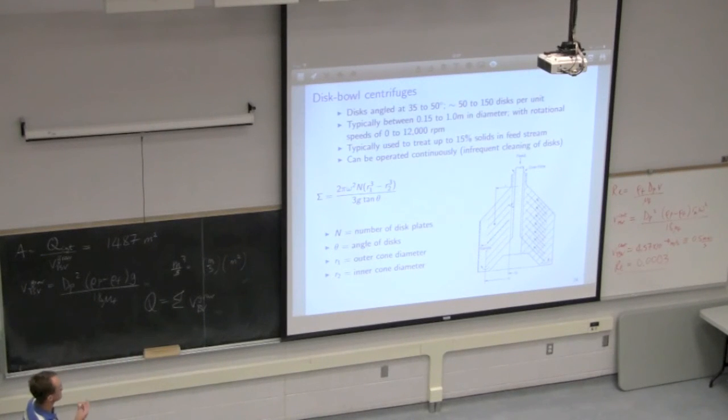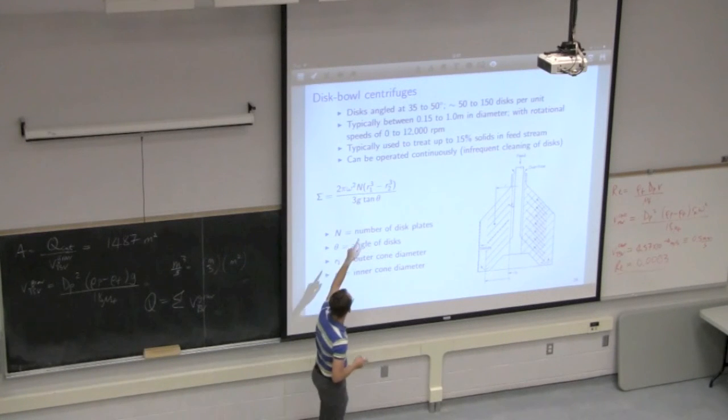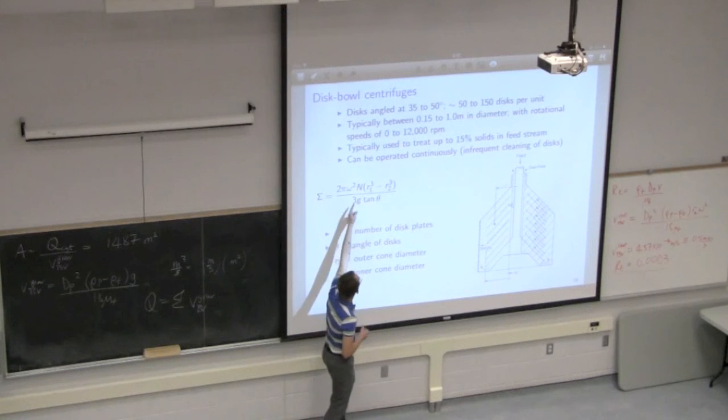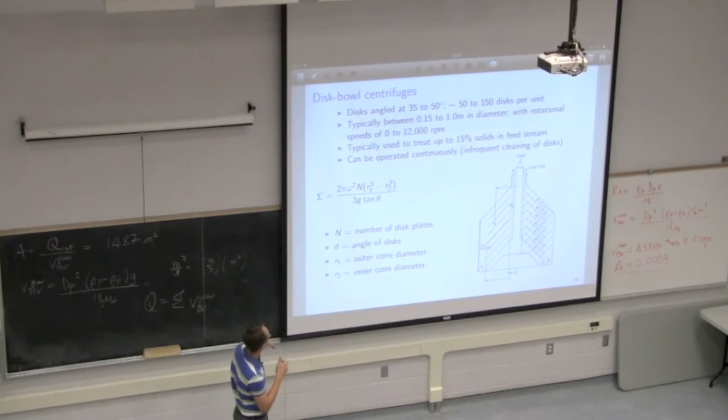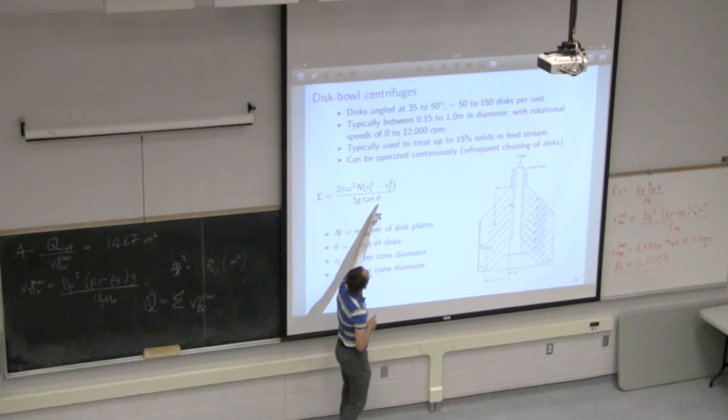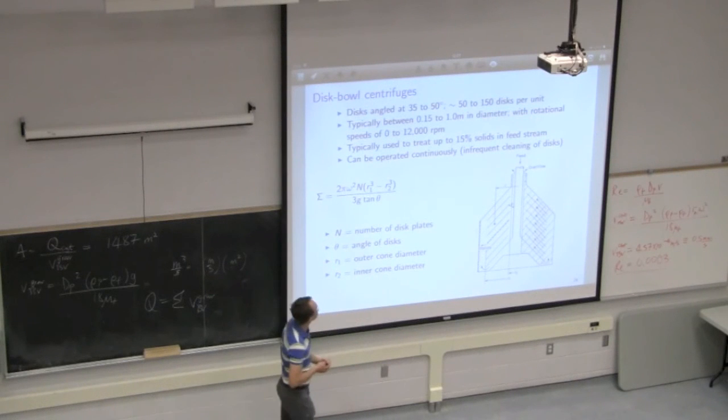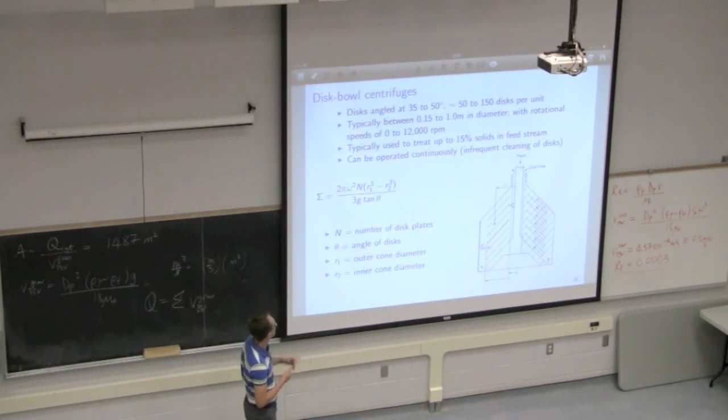But the sigma for this centrifuge is now a function of the geometry again, R1 and R2 raised to the cubed power, and n, the number of plates that we have. That's a number that varies between 50 and 150 disks. The angle of the disk is theta, a number between 35 and 50 degrees. g shows up in there, as well as omega squared, as before. So, a different sigma.